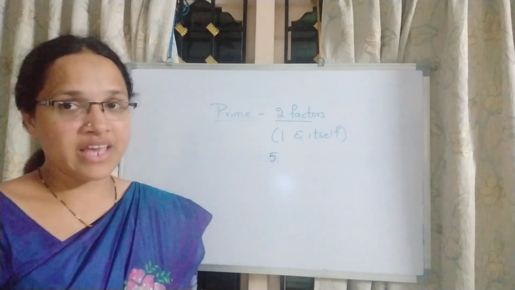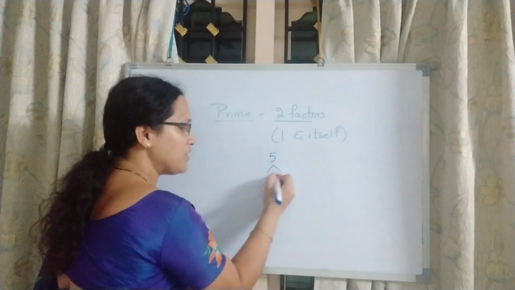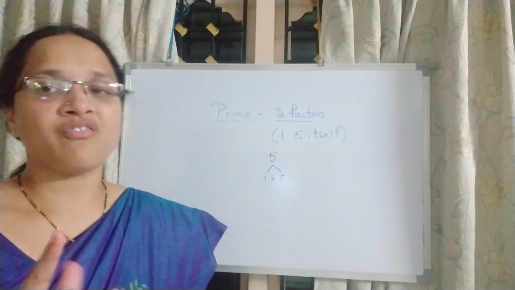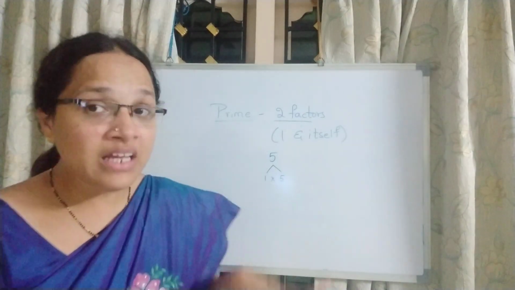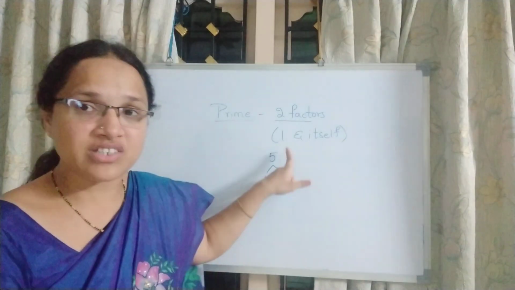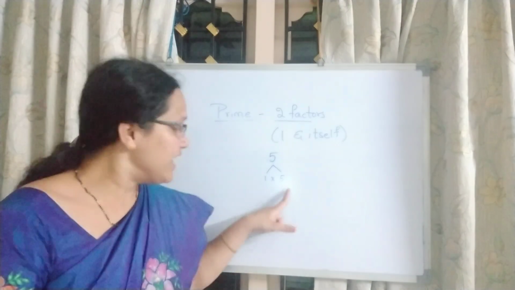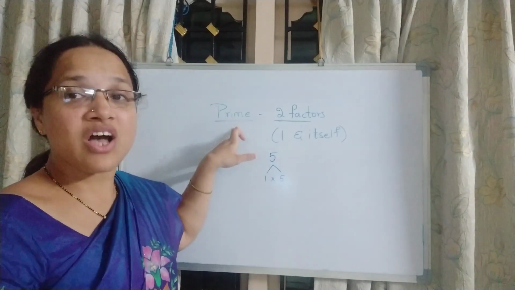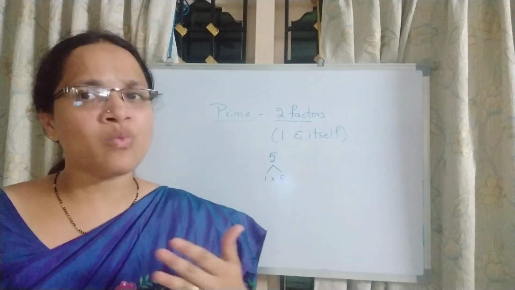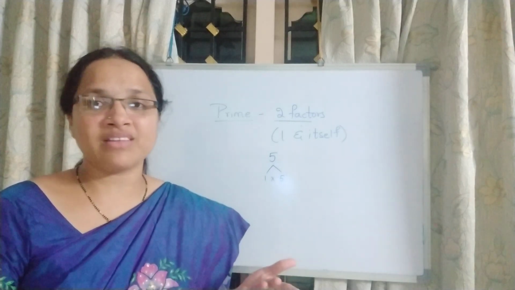Number 5. Can you tell me what the factors of this are? 5 can be written as 1 times 5. Yes or no? But this 1 times 5 indicates that 1 is a factor of 5 and 5 is a factor of 5. So if a number has two factors, that is 1 and itself, then these numbers are called prime numbers. Do you understand? Can you tell me any other factors rather than 1 and 5? No. So we don't have any other factors for 5 rather than 1 and 5.